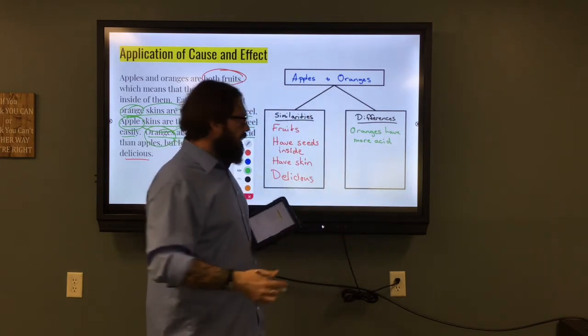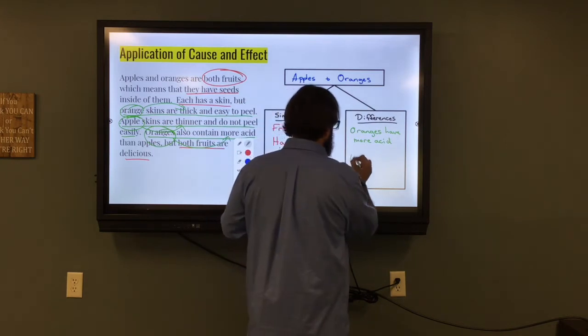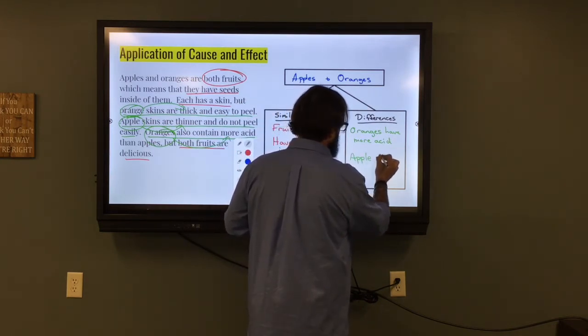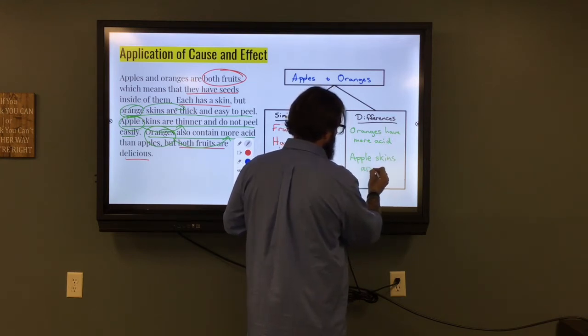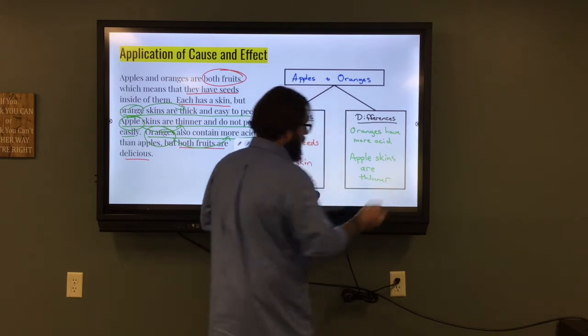first difference, oranges have more acid. And the second, apple skins are thinner.